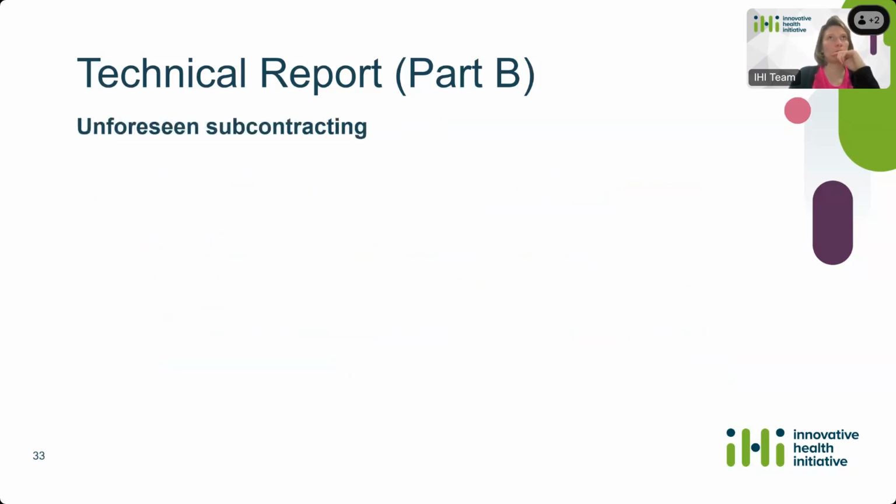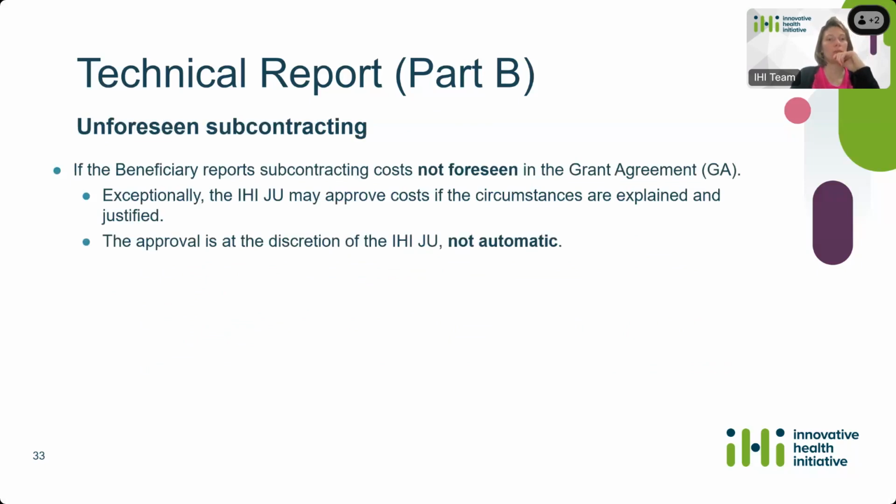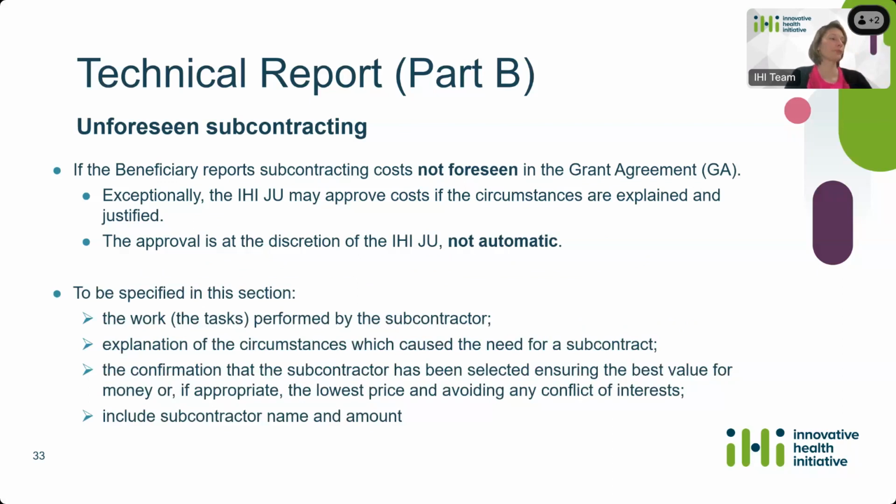So there is a section in the report where you can include unforeseen subcontracting that occurred in the period. So IHI may exceptionally approve costs related to subcontracts not included in the DOA without formally amending the grant agreement, if only the circumstances are explained and justified. We've put here what is expected in this section should there be unforeseen subcontracting, but this should not be common practice, and an amendment should be prioritized if unforeseen subcontracting occurs.